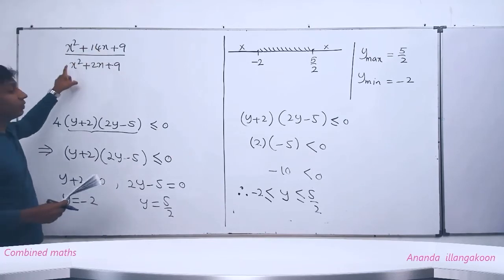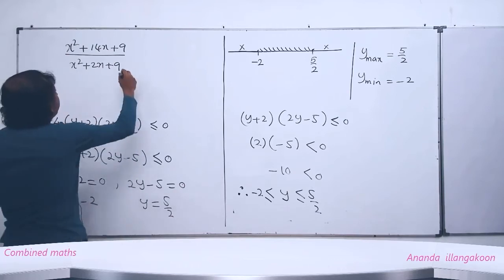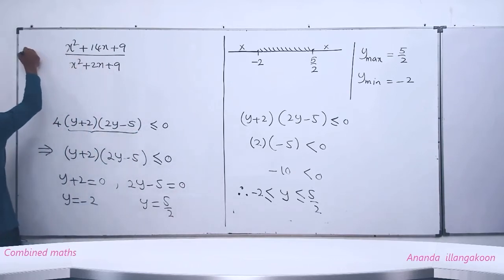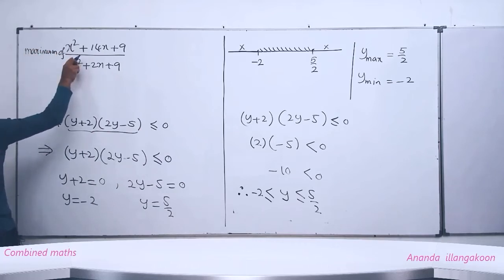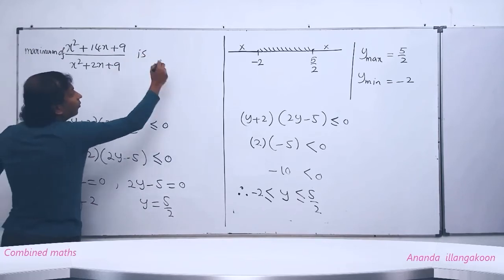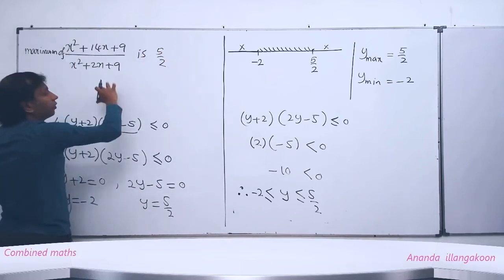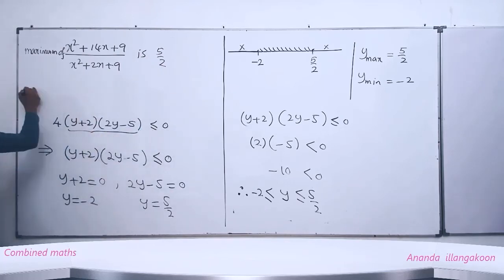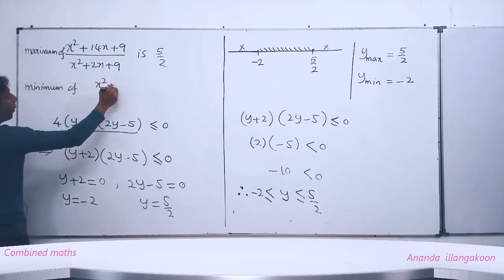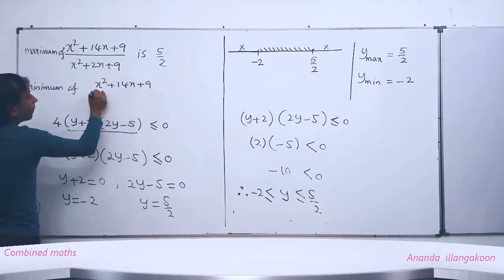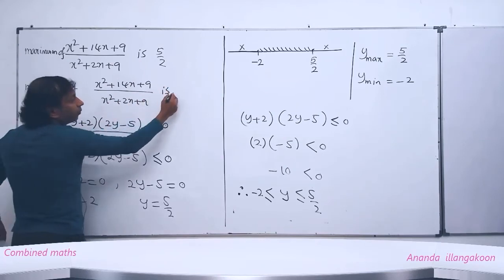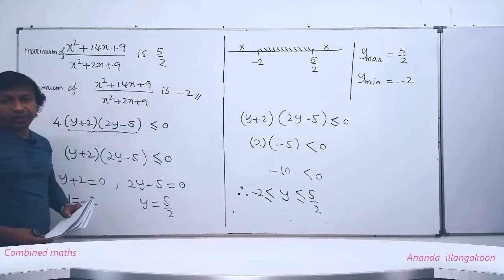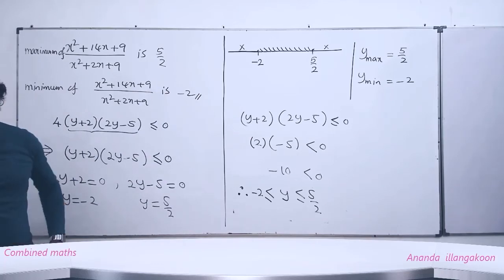Then what is the maximum value of this? 5 by 2. Maximum of this is 5 by 2. Why? This is the one we took as y, and y max we found to be 5 by 2. Next one, minimum of this: minus 2. This is how we take those maximum and minimum values.